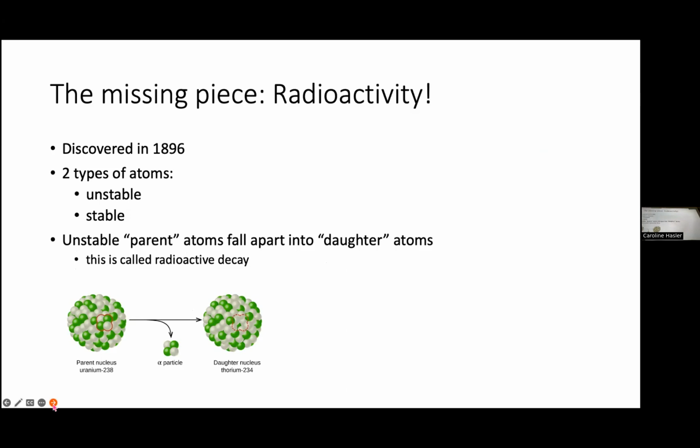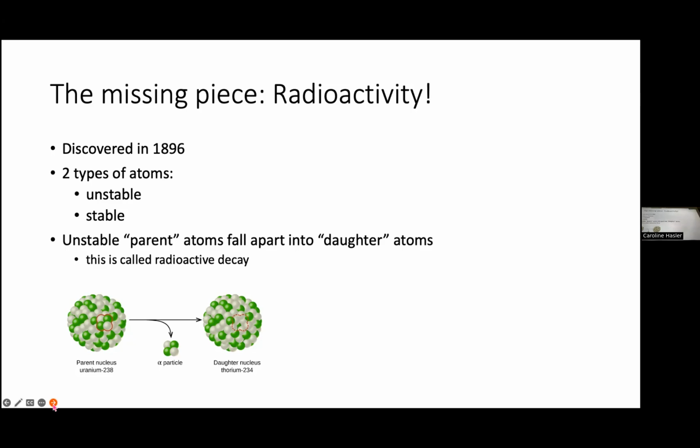But then there are also unstable atoms, and unstable atoms will undergo what we call radioactive decay, which means they will fall apart. And in this case, we call the radioactive atom, the unstable one, the parent, and the product of that radioactive decay is called the daughter atom. So kind of an analogy to the way human families and generations work. This process is called radioactive decay.